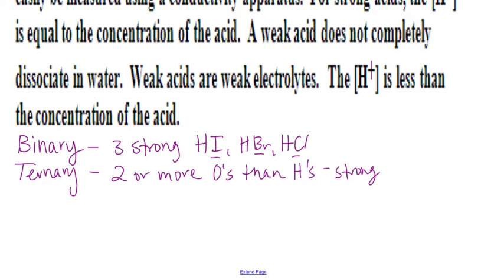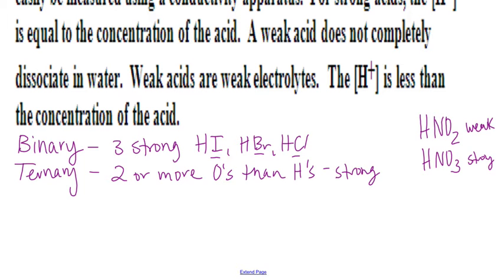All right? So a good way to practice this would be to compare something like HNO2 to HNO3. Does HNO3 have at least 2 or more O's than H's? It has 2 more O's. Oh, sorry, HNO2. Does that have 2 or more O's than H's? No. So this is going to be a weak. HNO3 has 2 more, and it's 2 or more O's than H's, so this one is going to be strong.